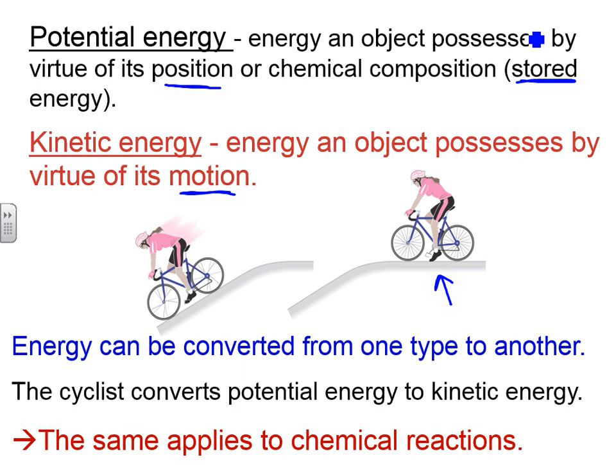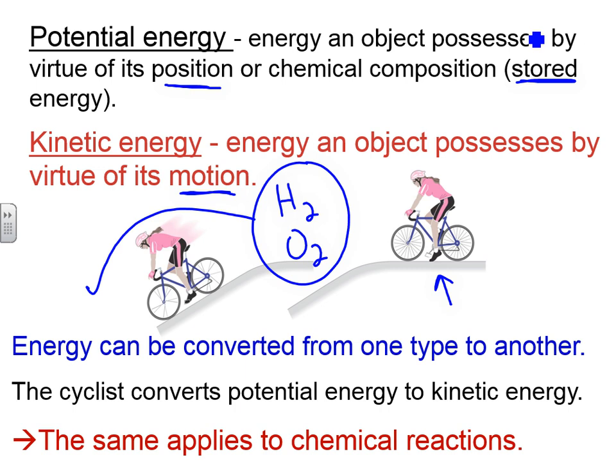And the same thing applies to chemical reactions. Anytime you have a set of molecules, say a set of hydrogen molecules and a set of oxygen molecules, this system actually contains some potential energy. It's like being at the top of the hill. When you react them, these molecules form water, and a lot of heat is released. A lot of kinetic energy is created, essentially. So heat here is released from the system.